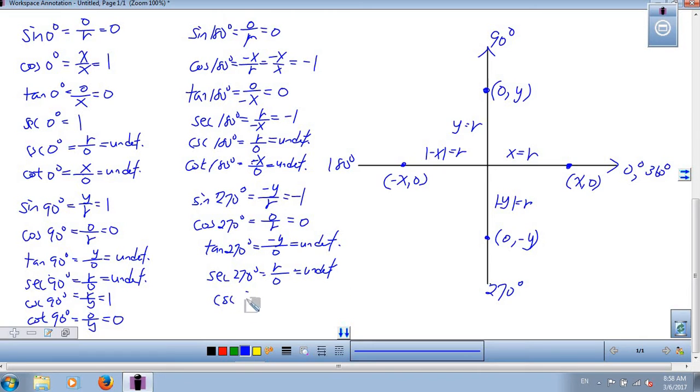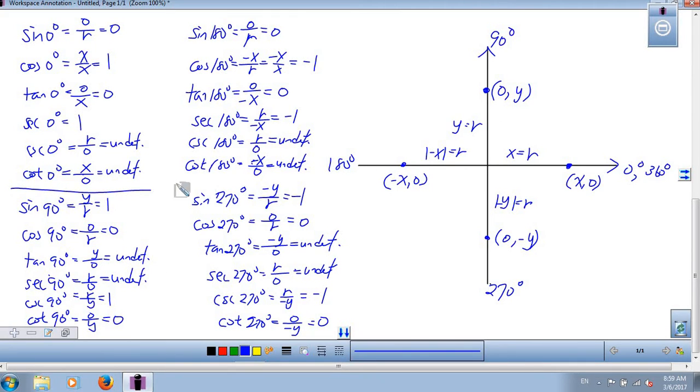Okay, and you can see some pattern here between 270 and 90, of course. Cosecant is going to be r over negative y, so it's going to be negative 1. And cotangent of 270 degrees is going to be 0 over negative y, so it's 0. Okay, alright, and then when we go back to 360 degrees, we go back to the pattern of 0. And then you can keep going. Every time you rotate back to the quadrant angles, you follow this pattern.